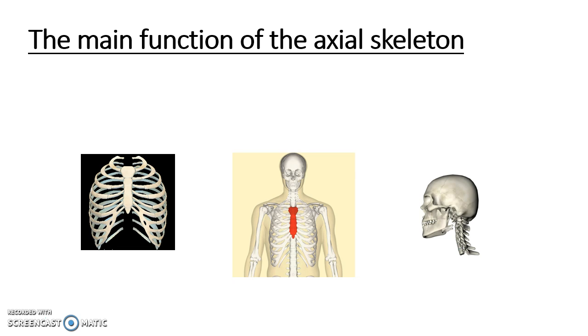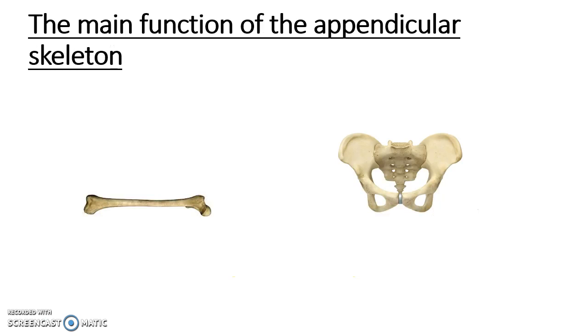The main function of the axial skeleton is to protect organs, for example, the skull or the vertebrae. The sternum and the ribs give support. The main function of the appendicular skeleton is for moving limbs, because the muscles pull on our bones.